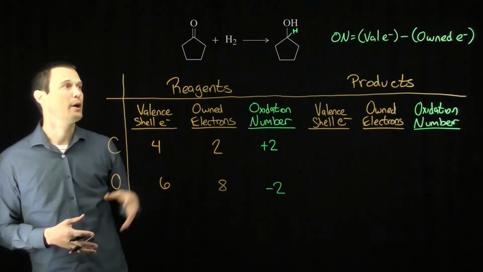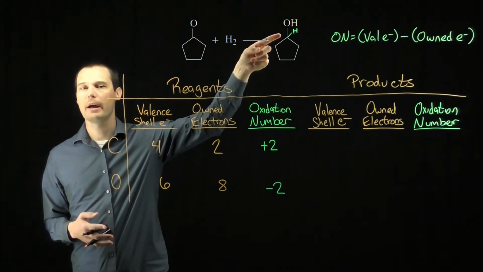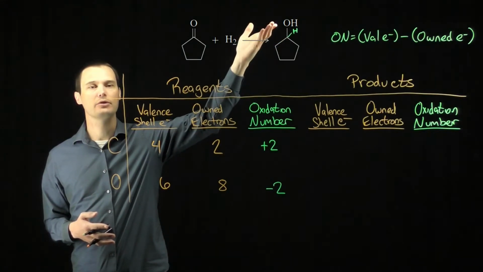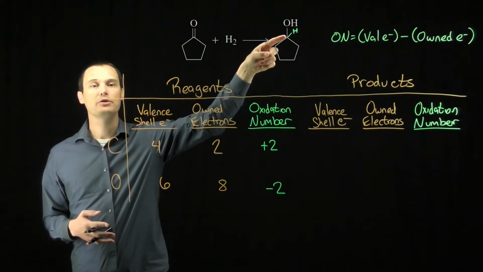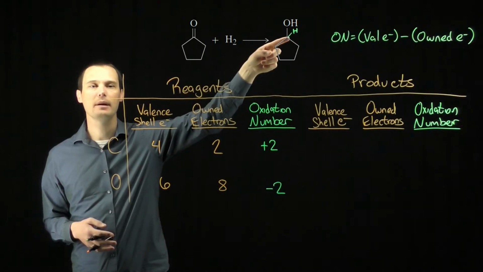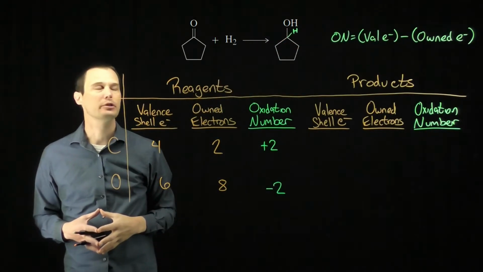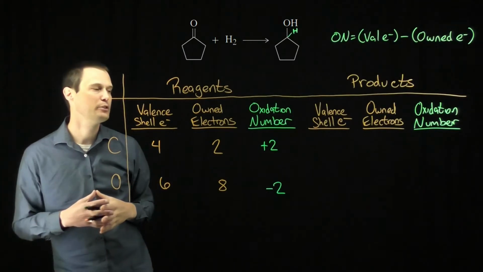Let's see how that changes in the products. Our carbon is bonded to oxygen. There are 2 electrons in the carbon-oxygen bond. Oxygen is more electronegative, so oxygen owns all of them. Carbon is also bonded to carbon. The electronegativity is the same, so it owns 1 of the electrons in this bond and 1 of the electrons in this bond. Carbon is more electronegative than hydrogen, so it owns both electrons in the carbon-hydrogen bond.